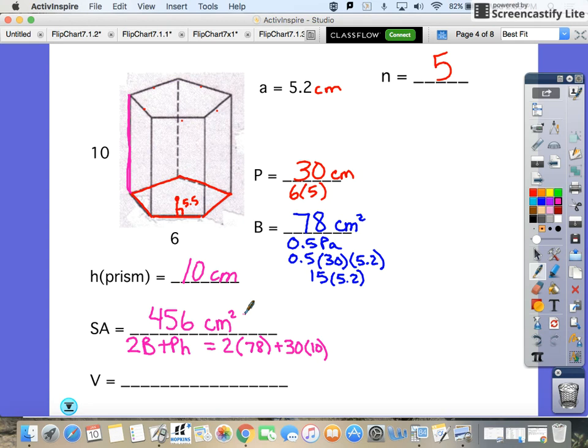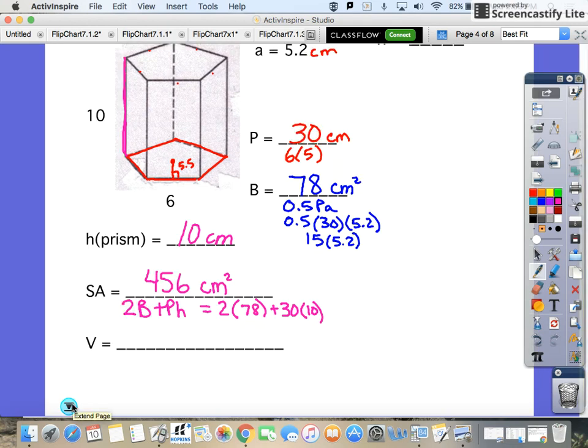And then the last one that we need to calculate is volume. So our volume is still going to be base times height. So how big is one cookie, and how many do we have in the bucket or in the cookie dough roll? So we have 78 times 10, which is 780 centimeters cubed, because volume is cubed.